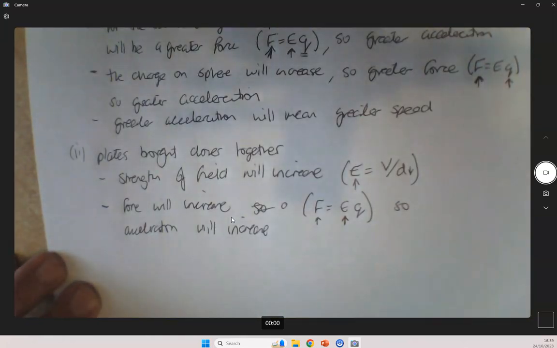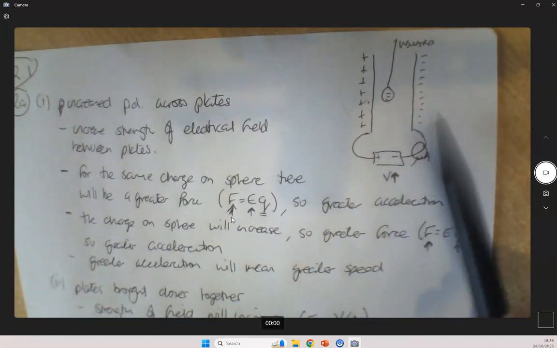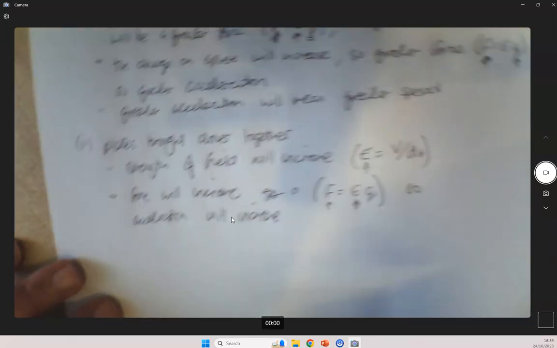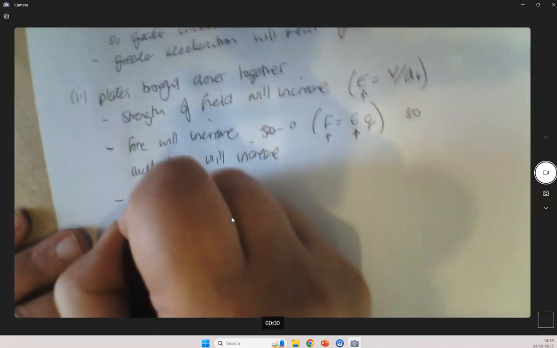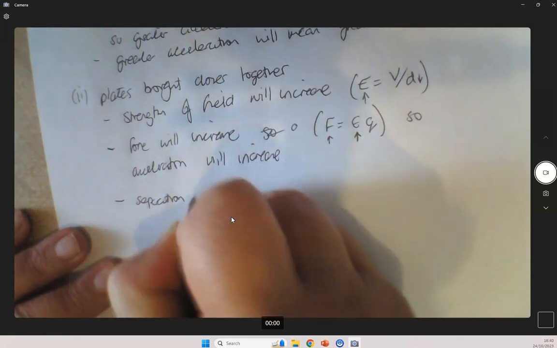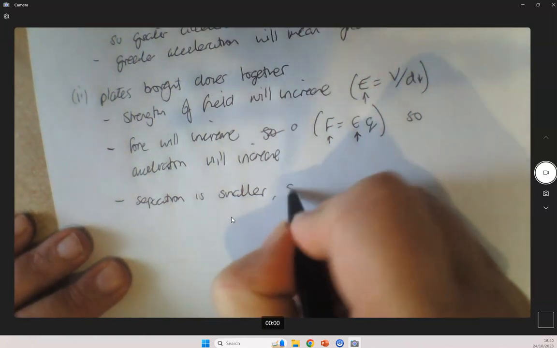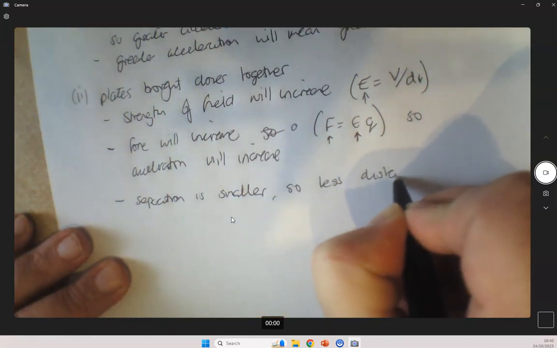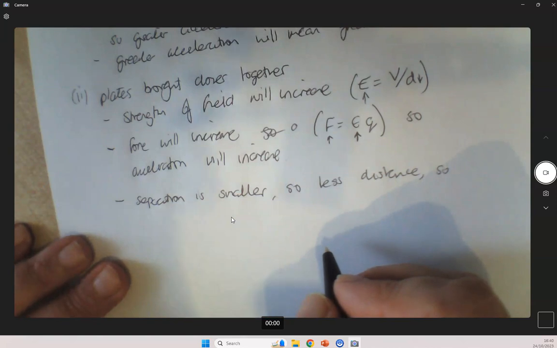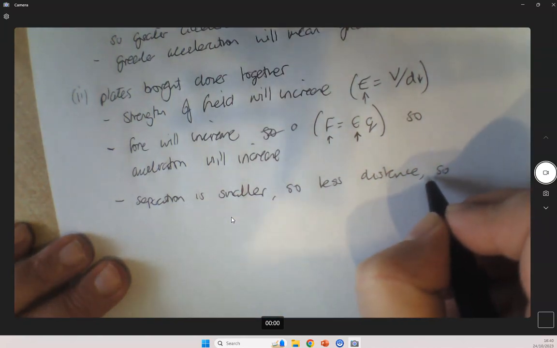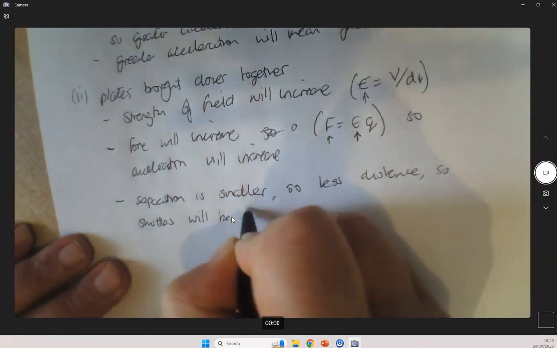Now the second thing we've got, in this case, is that the potential difference on the plates hasn't changed. The charge I still expect to be the same, so that's not going to make any difference. But now we've got a smaller distance, a smaller separation. So again, as well as having increased acceleration and increased speed, we're going to have less distance to travel. So the shuttles themselves will be faster.